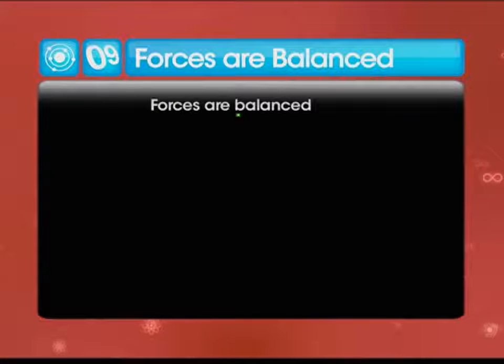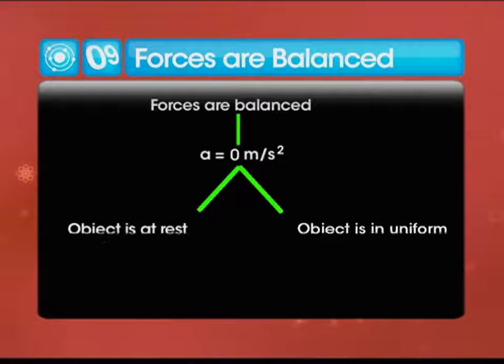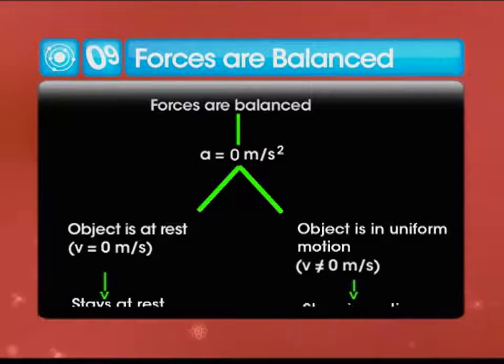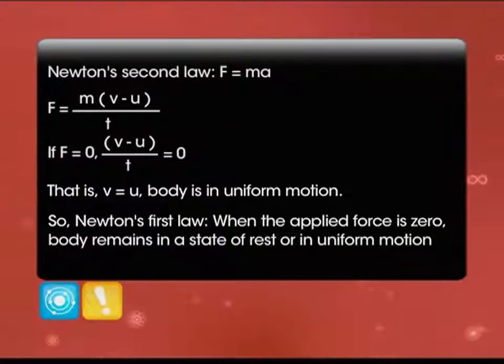In all this, did you notice that Newton's first law of motion is actually a special case of Newton's second law itself? This is because when the applied force is 0, then the acceleration is also 0 and the body remains in its state of rest or state of motion.